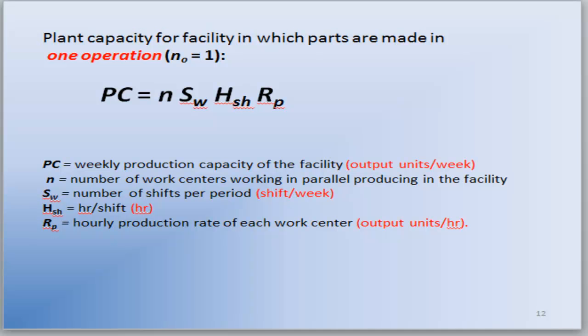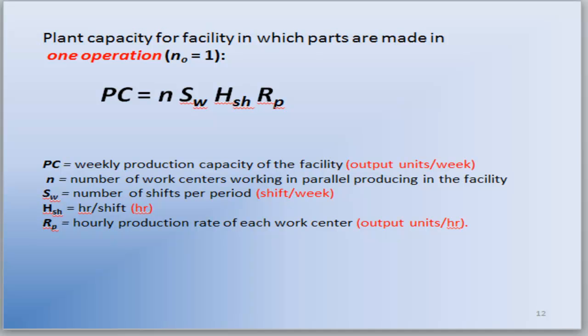So first we have to know the operating time and employment level and so forth. Plant operating time can be obtained from the number of shifts per day and the number of days in the week or month. So we can find the PC as expressed in this equation. PC equals N multiplied by SW, HSS, and RP.